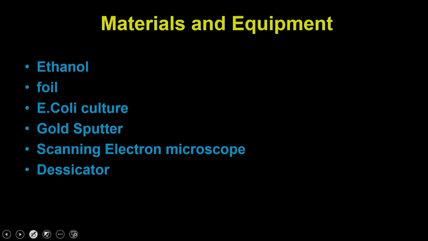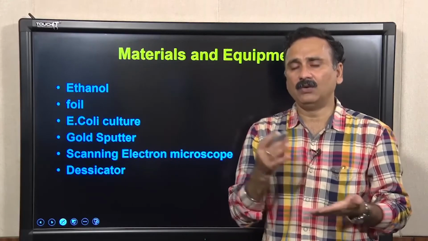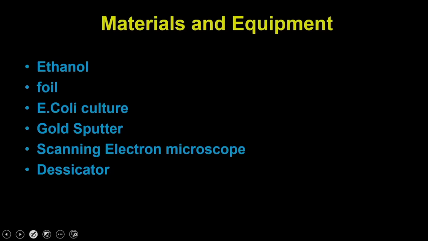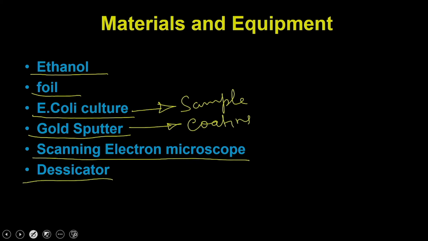So, how do we perform scanning electron microscopy? To discuss that, I have taken an example of E. coli bacteria. Suppose we have to perform scanning electron microscopy of E. coli bacteria, and I want to see how the bacteria look. The materials I require are ethanol, aluminum foil, and the E. coli culture, which is the sample we are going to process. Then we require the gold sputter, which is required for coating the sample, and then a scanning electron microscope as well as desiccators. The process has discrete steps.